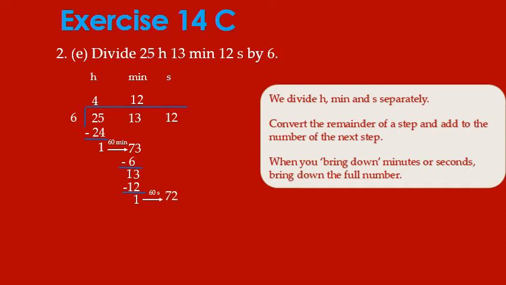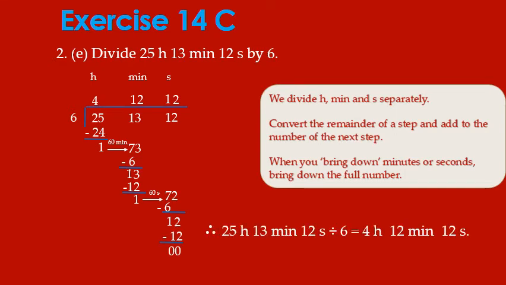And now we will divide 72 seconds by 6. 6 ones are 6. 7 minus 6 is equal to 1. 2 carried down, so 12, and 6 twos are 12. And now our remainder is 0. Therefore, the quotient of this division is 4 hours, 12 minutes, 12 seconds.